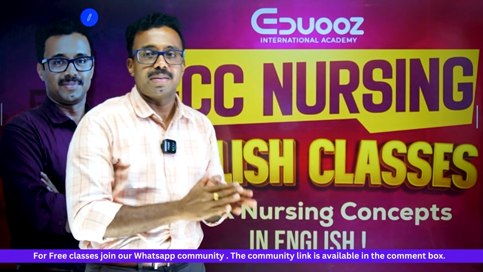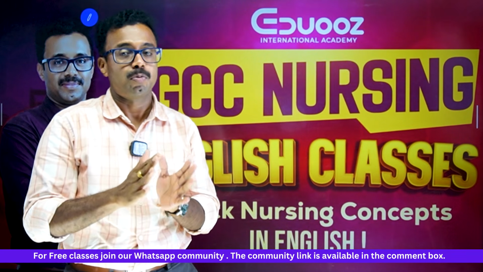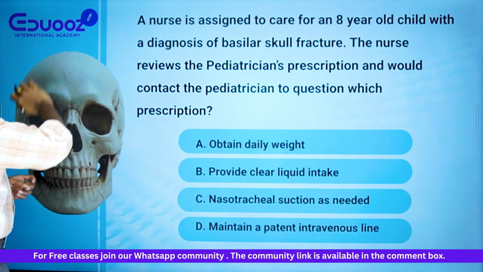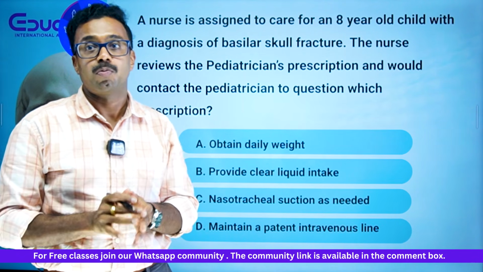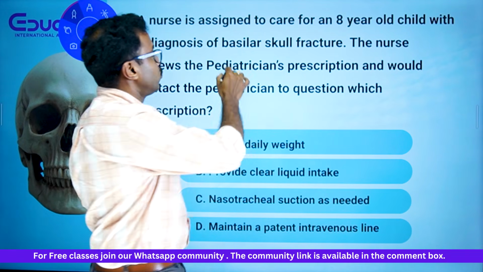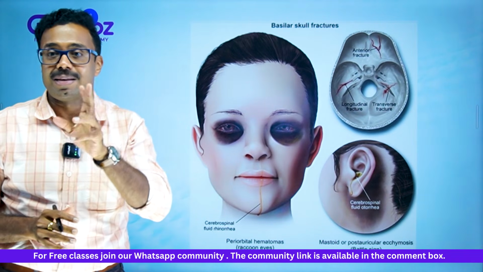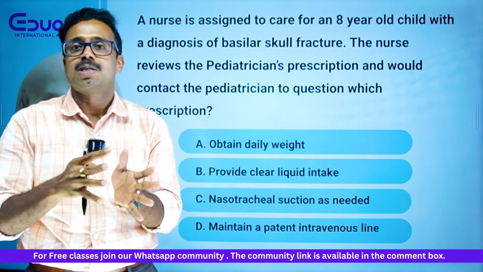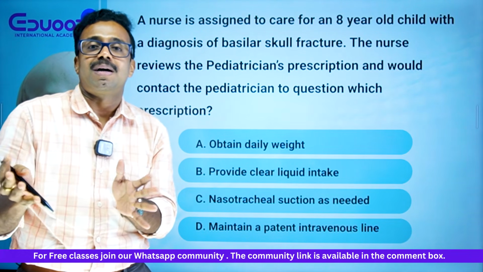A very important question that has been continuously repeated for different GCC exams. As we can read over here, a nurse is assigned to care for an 8-year-old child with a diagnosis of basilar skull fracture, like ecchymosis, right? Ecchymosis over or behind the ears. So we have seen what is basilar skull fracture. What would be the manifestations?